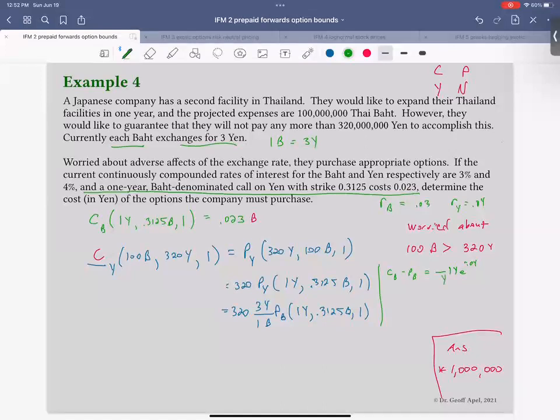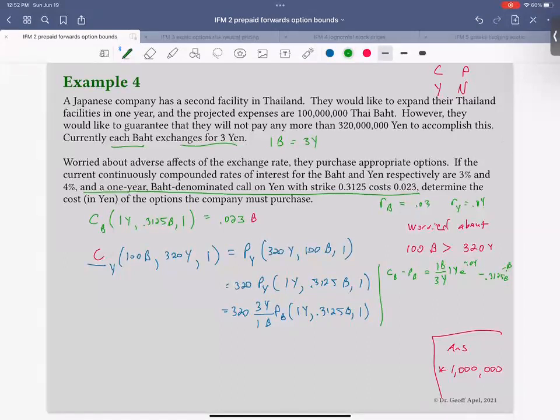So I'm going to have to get rid of the yens, put in the bots, and here I've got 3 yens and 1 bot, no problem. Minus the prepaid forward of the second thing, so that's 0.3125, and then bots back when it's in bots, so that's cool. 0.3125 e to the negative the bot rate, which is 3%. Can you see that? Sorry. E to the negative 0.03.